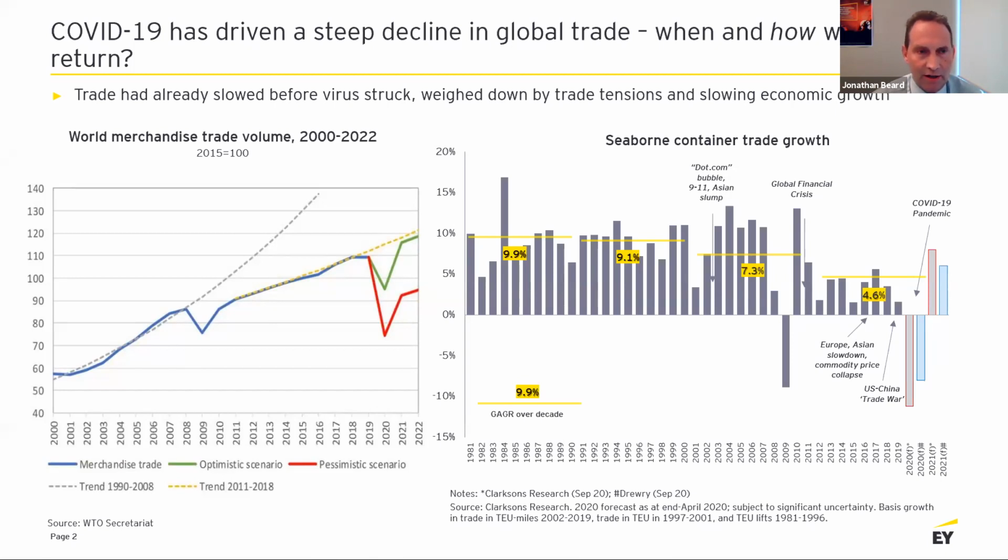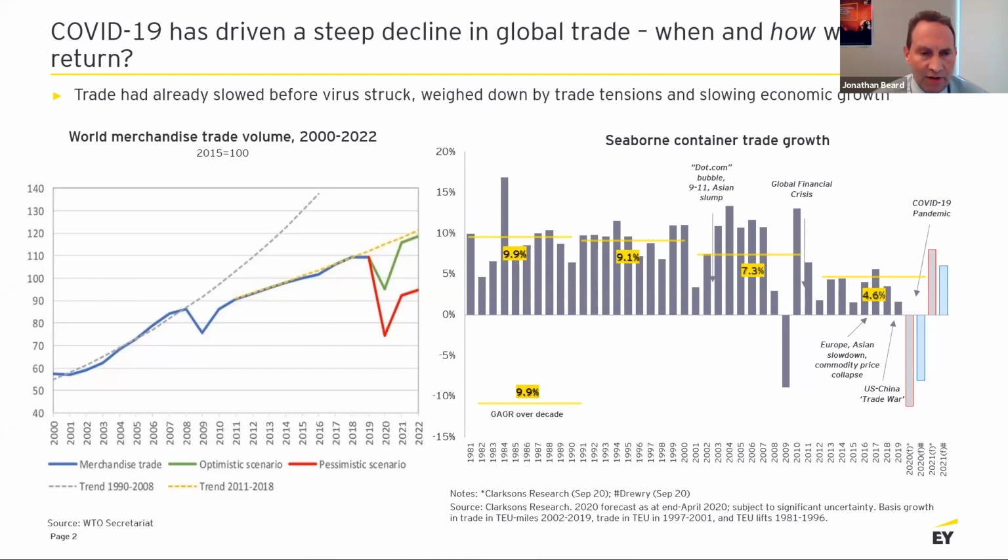On the left-hand side is the trend of world merchandise trade volume. The blue line you can see is the trend 1990 up to the global financial crisis in 2008. You can see it knocked onto a lower trajectory, and then as we move to the right, we see the impact of COVID-19, and these are WTO's 2 projections, an optimistic scenario with the green line and a pessimistic scenario with the red line.